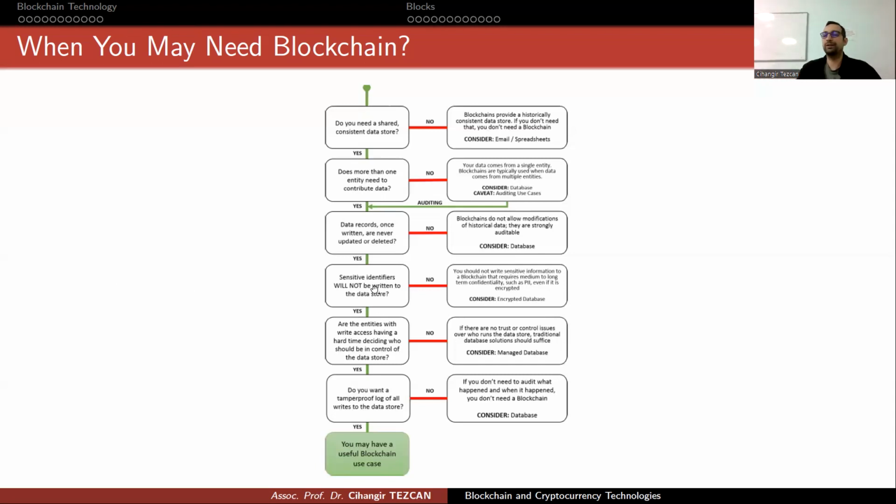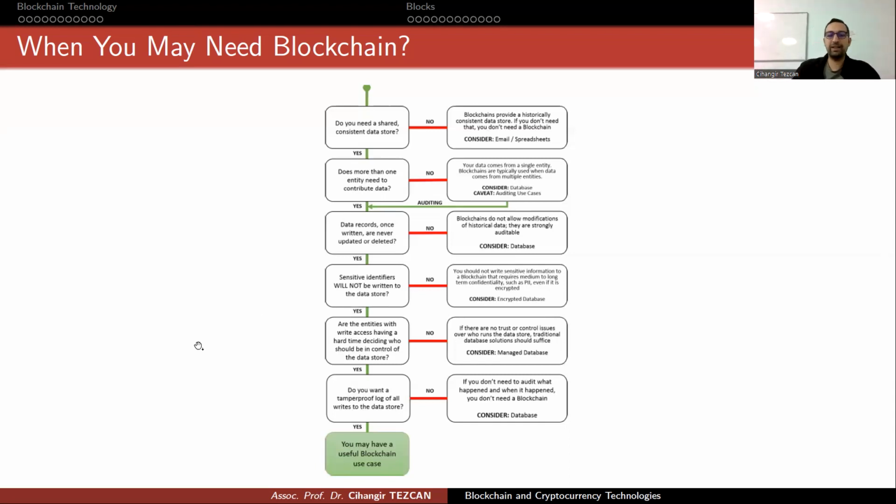You cannot do it here, because they think it is related to crypto, and they thought that when you write it to the blockchain, nobody can read it. But as we have seen, it is a publicly available data storage. So if you write something here without encrypting it, and it is sensitive data, then it will be a problem. So you have to say yes to this question, saying that sensitive identifiers will not be written to the data store as plain text, of course, is what we are trying to say.